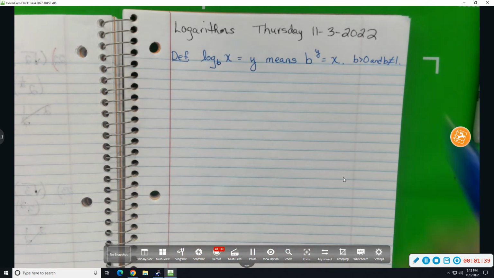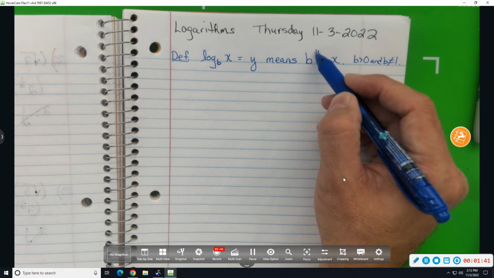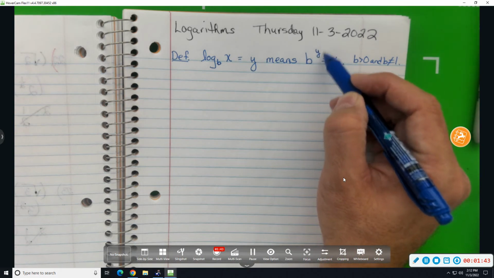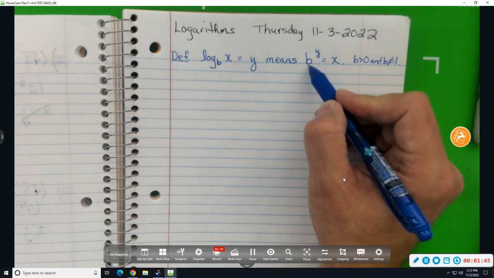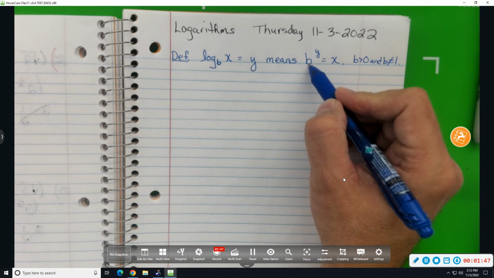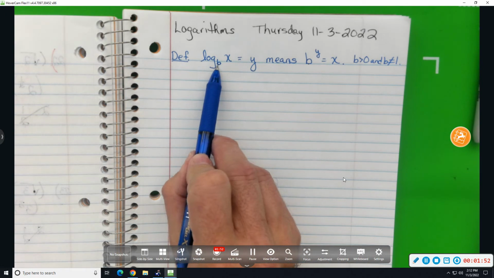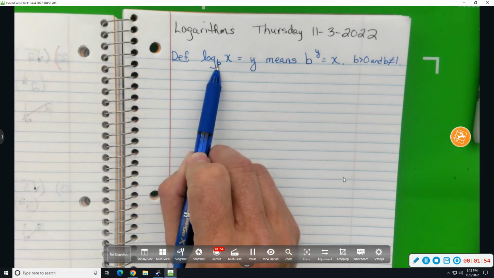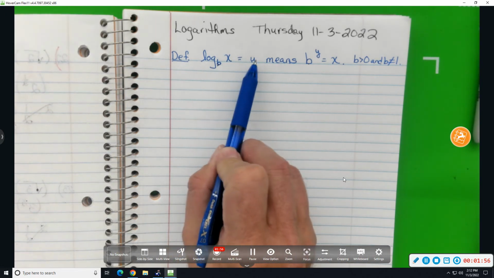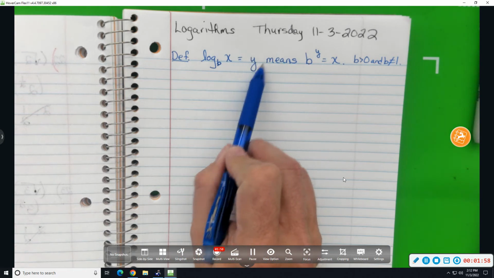You'll notice with the exponents, we call the small thing up here an exponent, and b is the base. When we write it with logarithms, the small thing, the subscript, is the base. The exponent is written a normal size.